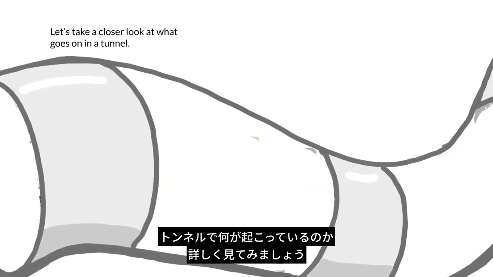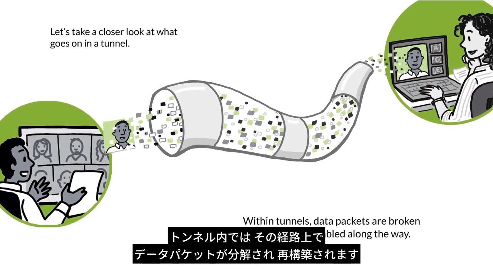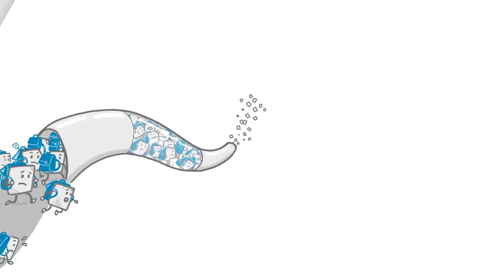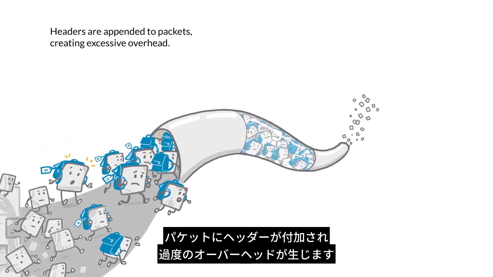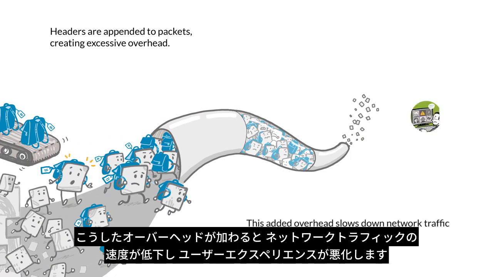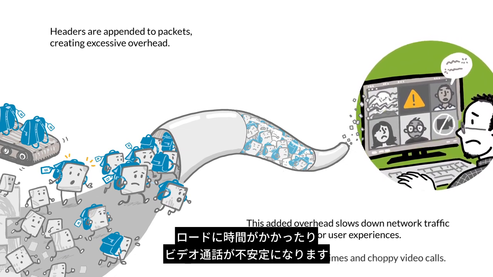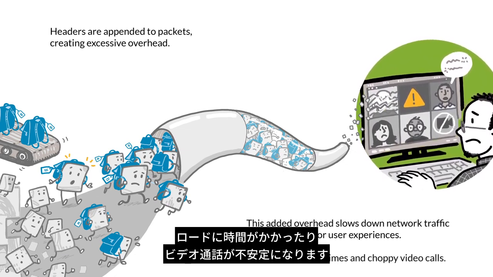Let's take a closer look at what goes on in a tunnel. Within tunnels, data packets are broken down and reassembled along the way. Headers are appended to packets, creating excessive overhead. This added overhead slows down network traffic and can cause poor user experiences. Think long loading times and choppy video calls.